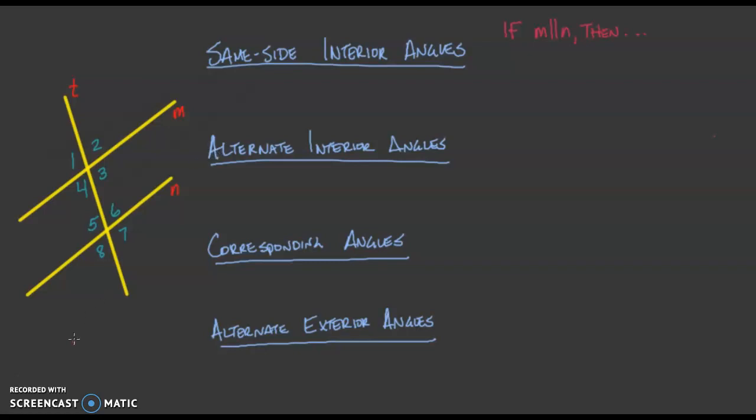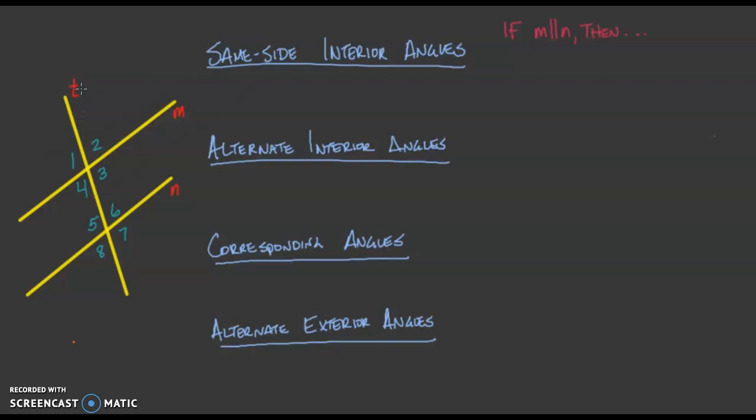We see in this picture two lines, line M and line N, and they're being crossed by line T. So when you have two lines that are crossed by a third line, then that line that's going across them is called a transversal. So I labeled it as T to kind of represent transversal.